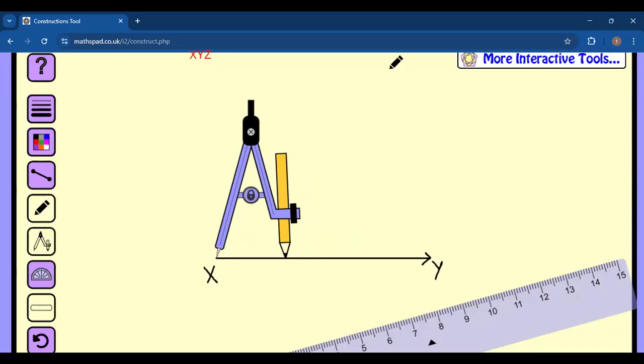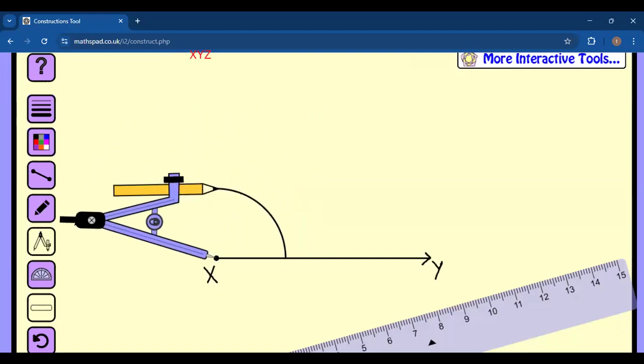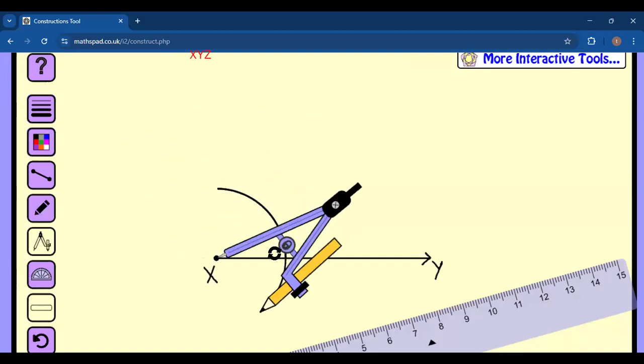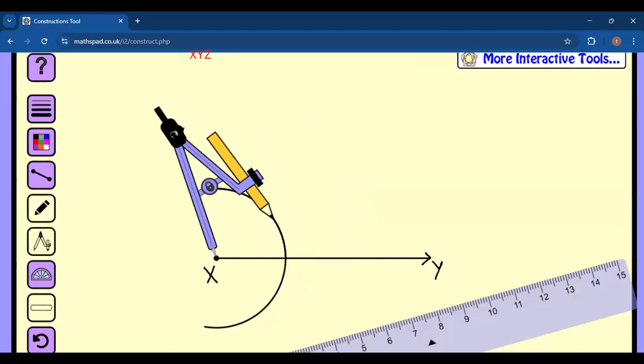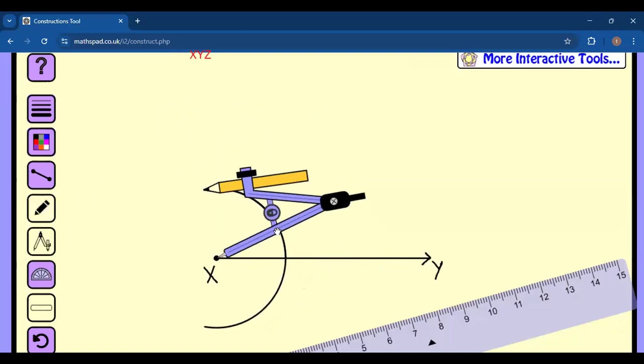All right. So okay. Now we're gonna draw an arc. So we just draw our first arc. It's gonna go like this. Boom. And boom. Okay. Draw our first arc like that.